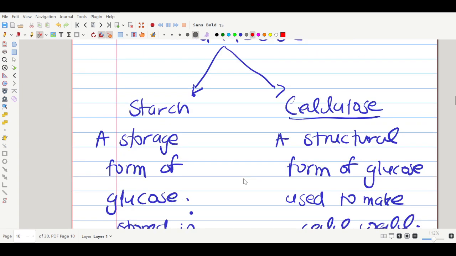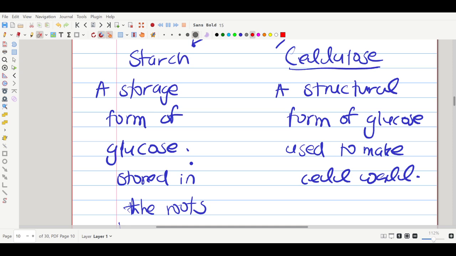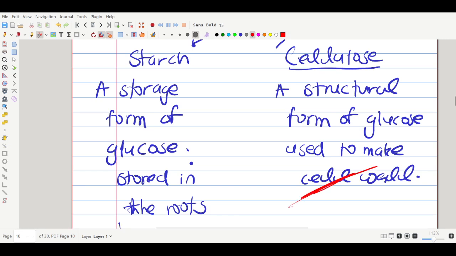Glucose can also take this form here, cellulose. Cellulose is a structural form of glucose. So cellulose is used to make cell wall. It's in the name, cellulose. Cellulose is used to make cell wall.